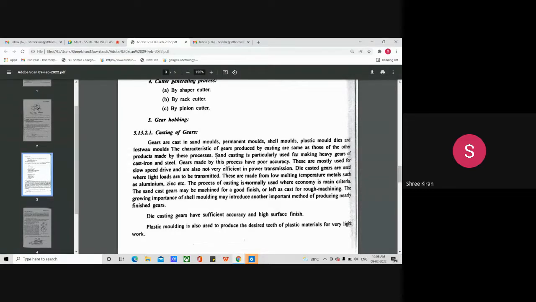Mohammed Asaf, could you tell me what property of cast iron and steel makes them suitable as raw material for making gears?